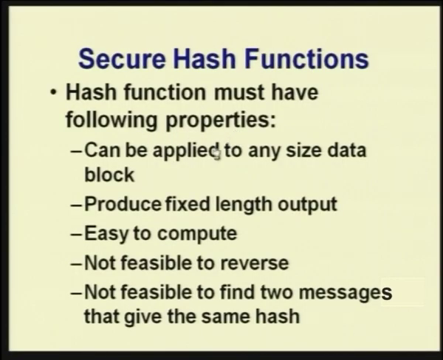Now, when you talk of secure hash functions, we say that a hash function must have the following properties. It can be applied to any size data block, but it should produce a fixed length output. It should be easy to compute and it should not be feasible to reverse, and it should not be feasible to find two messages that give the same hash. These are the properties based on which hash functions are derived. There are mathematical mechanisms that are used to derive such hash functions. We need not look at the details of those, but remember that these are the properties that the hash function should have.